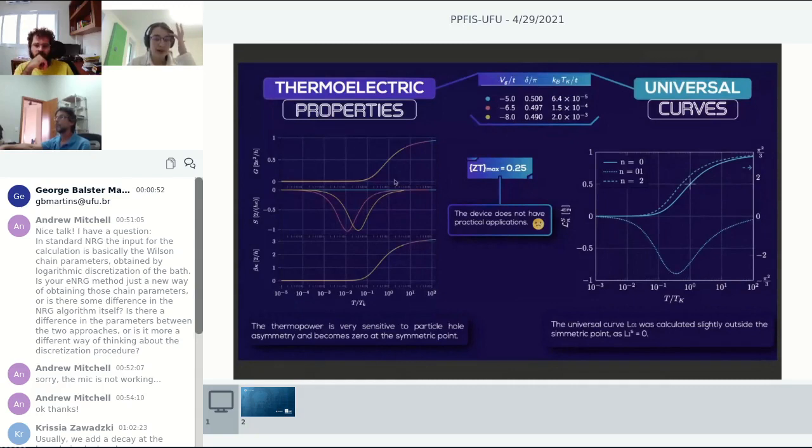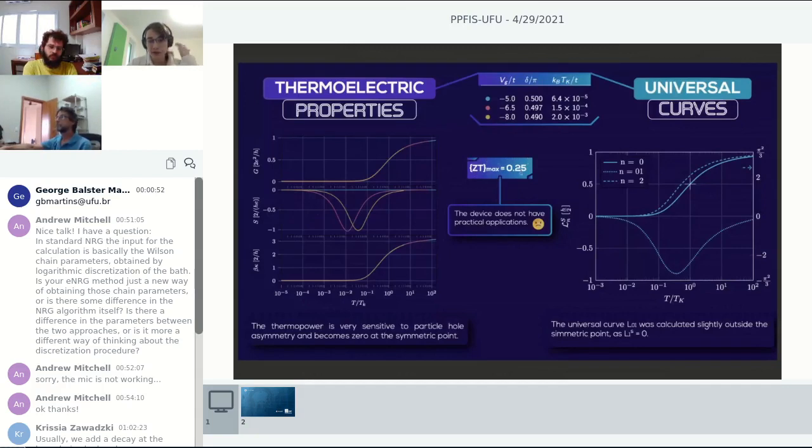But the thermal power has a very different behavior. It changes a lot as we vary the gate potential. It is identically zero in the symmetric point, as we could have predicted because the energetic moment L1 is identically zero in the symmetric point. And here we chose values for the NRG runs with gate potentials smaller than the one in the symmetric point. And by doing so, we got curves for thermal power which are negative. If we had chosen values bigger than the symmetric point, we would get positive curves. So we see that this quantity is so sensitive to particle-hole asymmetry that it even goes from a negative to a positive value.